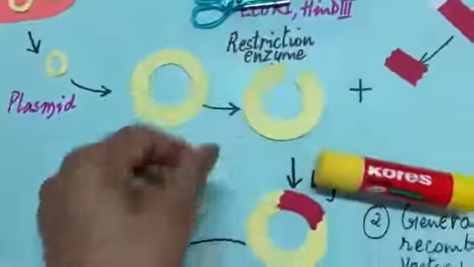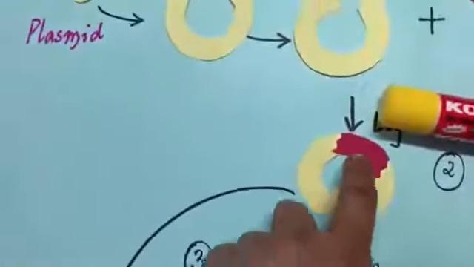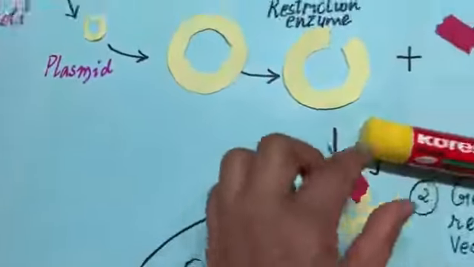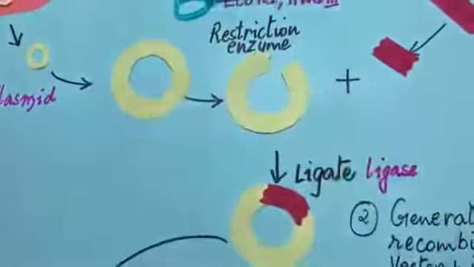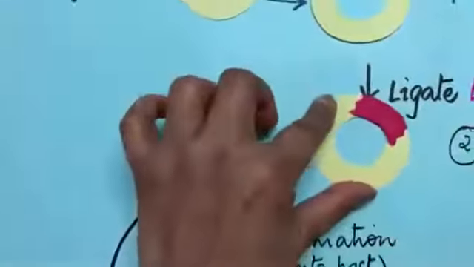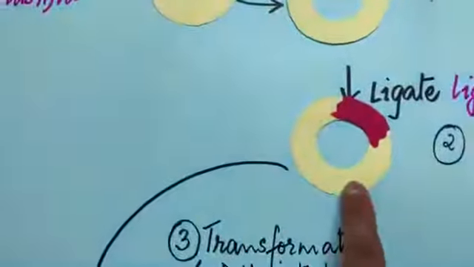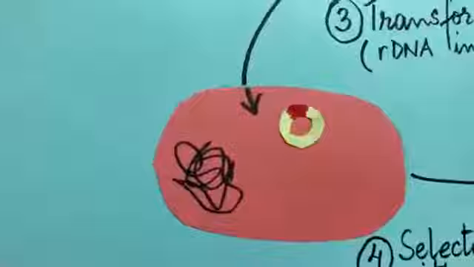So here you have the recombinant plasmid, but how do we join this insulin gene with the plasmid? It is with the help of a glue, which is the molecular glue, and it is the enzyme ligase. Now this is called a recombinant molecule or recombinant plasmid. Now this recombinant plasmid is put back into the bacteria, which you can see here.